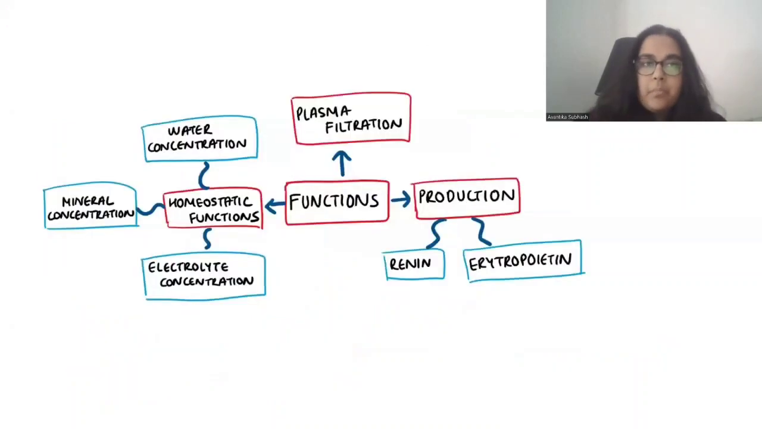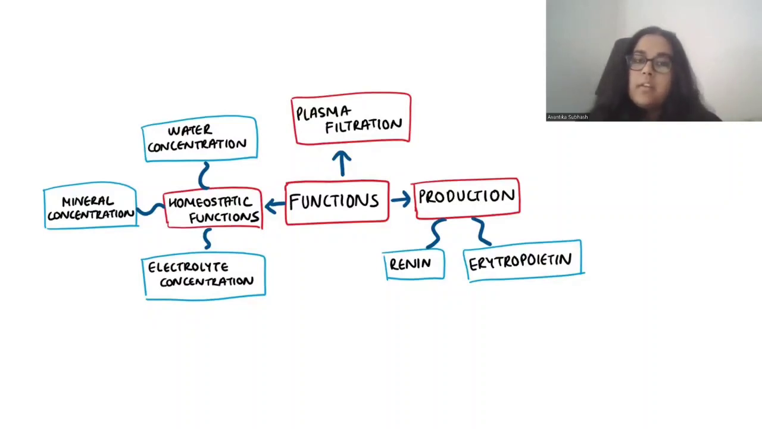Now, when we go to the functions, we have 3 major functions: homeostatic functions, plasma filtration, and production. When we come to the homeostatic functions, the kidney just tries to balance out the concentrations in the body, which is your water concentration, mineral concentration, and electrolyte concentration. It makes sure that it's completely balanced and does not increase or decrease.